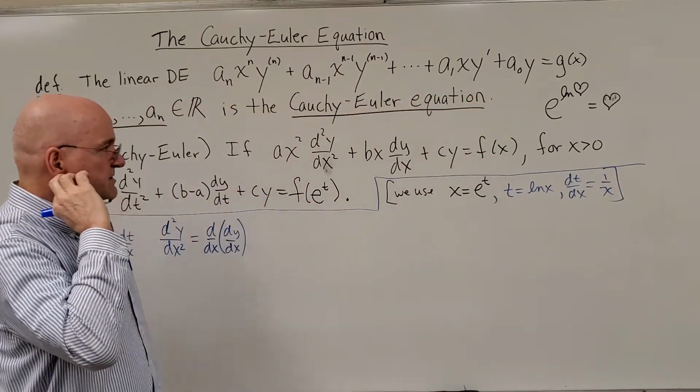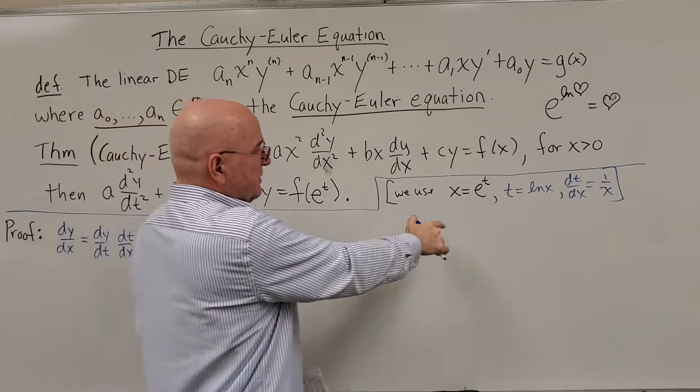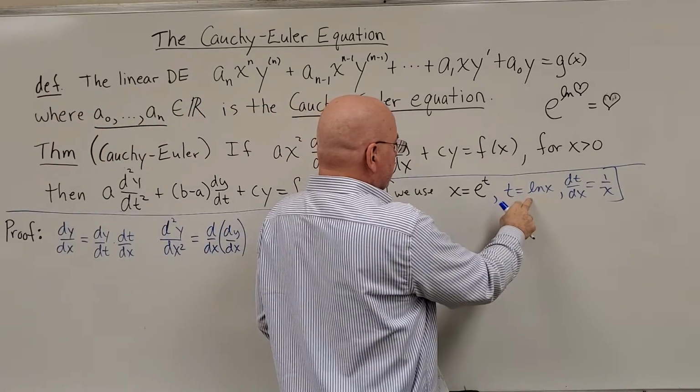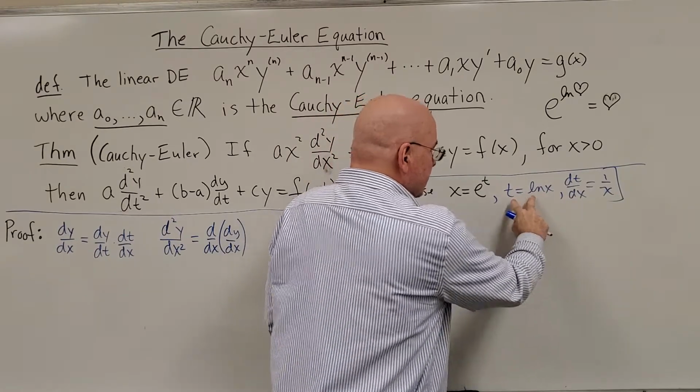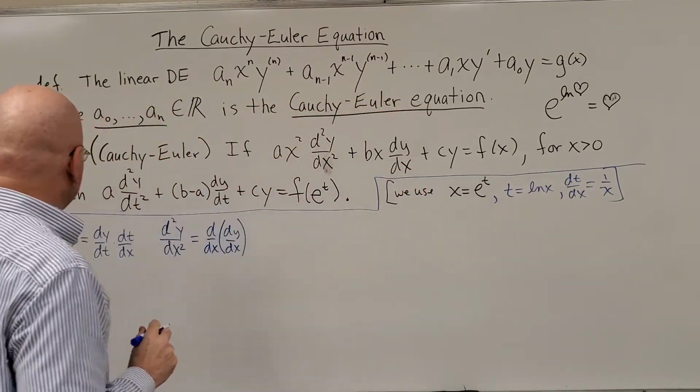So we're going to use those three. Well, this is the only substitution. This is what you get when you solve this for t. And this is what you get when you differentiate both sides with respect to x.